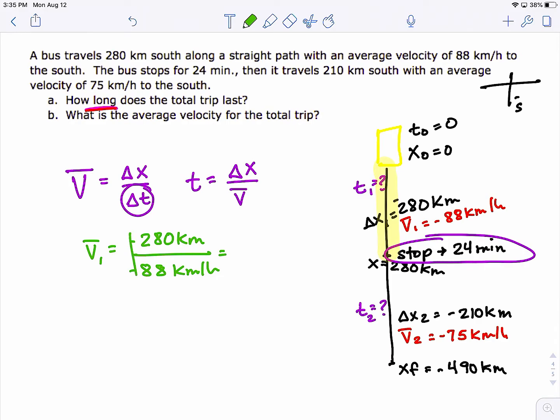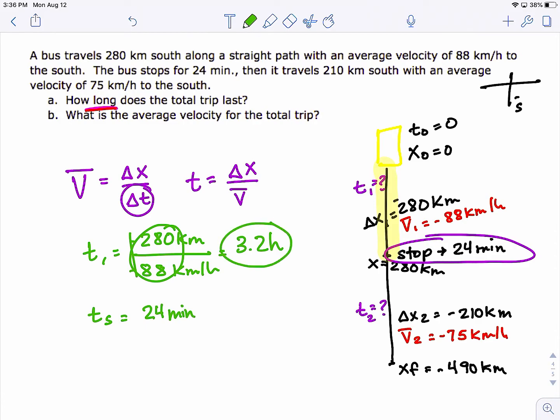And notice the negatives cancel because you can't have a negative time. And this is, my bad, this is not velocity. This is the time for the first section. And so this would be 3.18 repeating. So let's just do 2 sig figs here. So 3.2 hours.